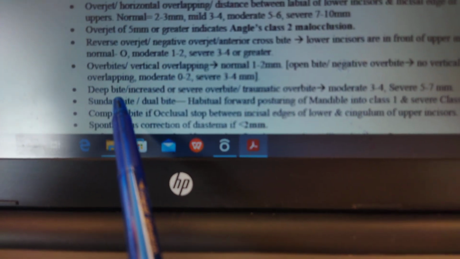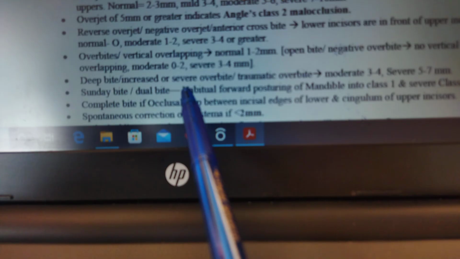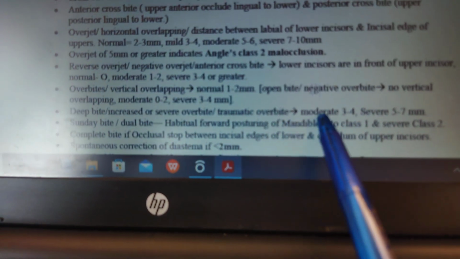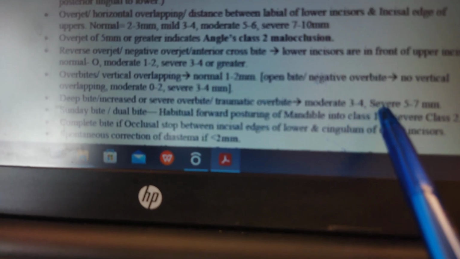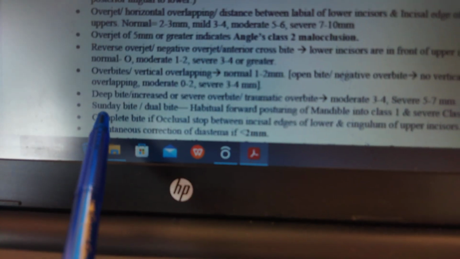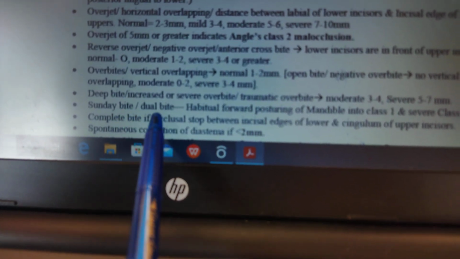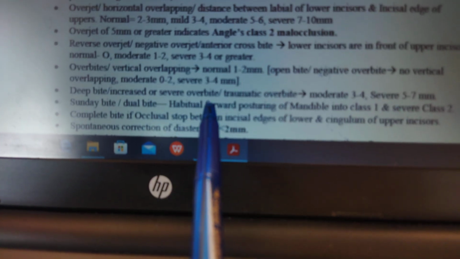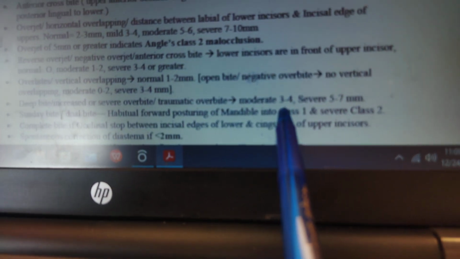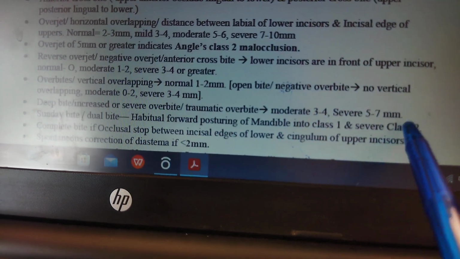Now come towards deep bite, also called increased or severe overbite, or traumatic overbite. 3 to 4 mm is moderate, while severe is 5 to 7 mm. Then come towards Sunday bite, or dual bite. Sunday bite is known as dual bite: habitual forward position of mandible into class 1, and severe class 2.